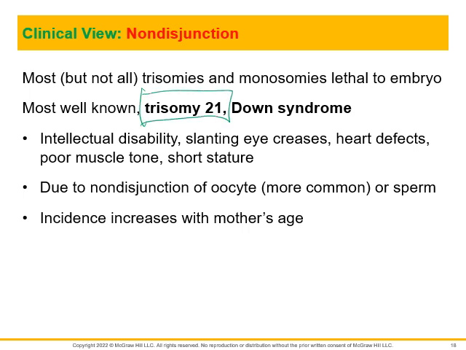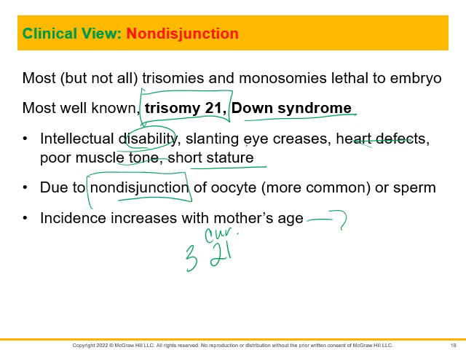The most common trisomy is trisomy 21, which causes Down syndrome. All of your other chromosomes are fine. All you have is 1 extra. You're going to have 3 chromosome 21s. And it can cause all sorts of disabilities, right? Heart defects, poor muscle tone, short stature. As we get older, the chances of having non-disjunction events increase.